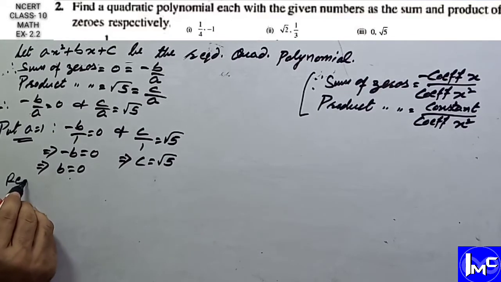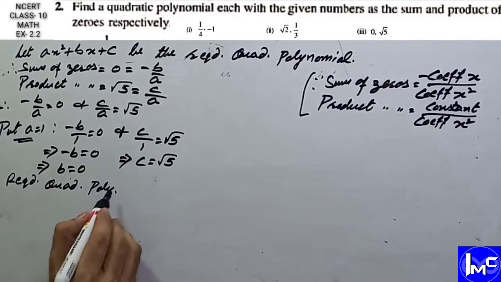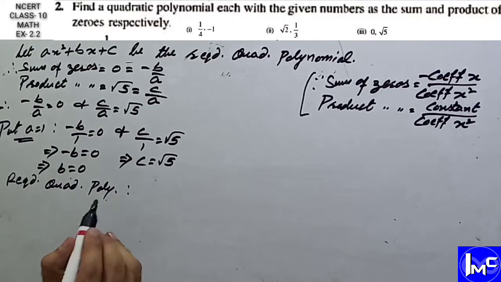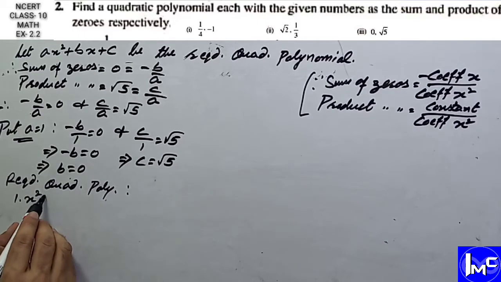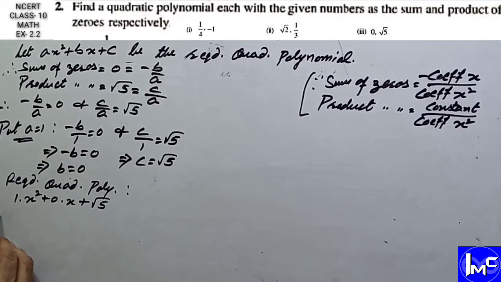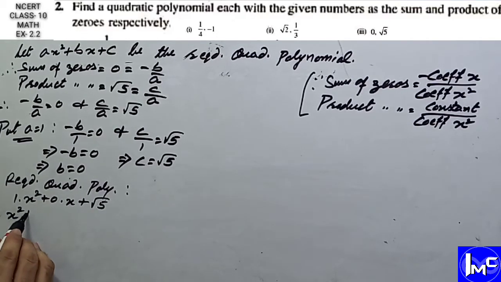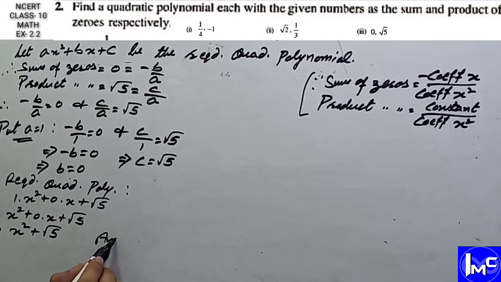Therefore, required quadratic polynomial is ax square, that is 1x square, plus bx, b is 0 into x, plus c, that is under root 5. And so we get x square plus 0 into x plus under root 5. It can be also written as x square plus, it is 0, so this term can be omitted, under root 5, and this is the answer.